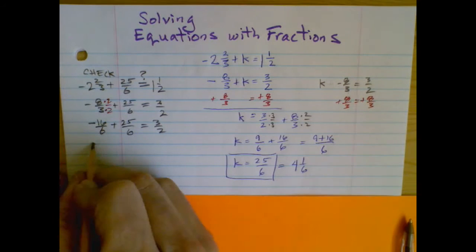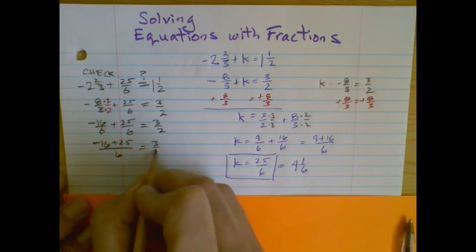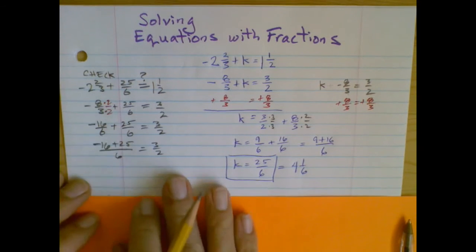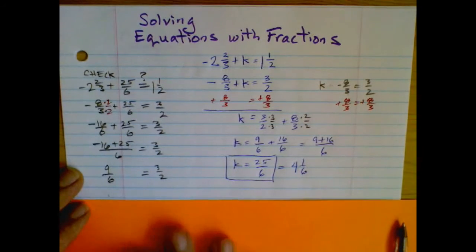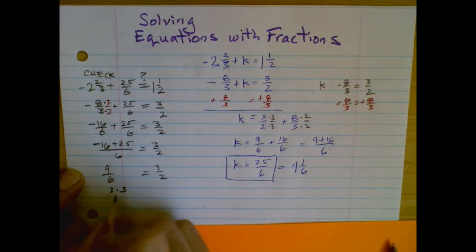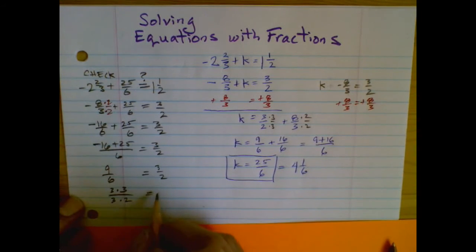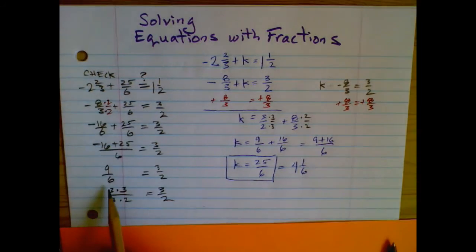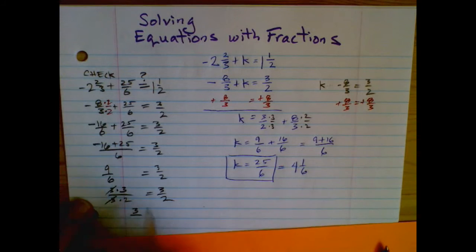So we have negative 16 plus 25 all over 6. Negative 16 plus 25 is 9. So I have 9/6. Is 9/6 the same thing as 3 halves? Well, we can rewrite 9/6 as 3 times 3 over 3 times 2. And we see we have a 3 at top and bottom. So let's cancel those out. And sure enough, 3 halves equals 3 halves. That checks.